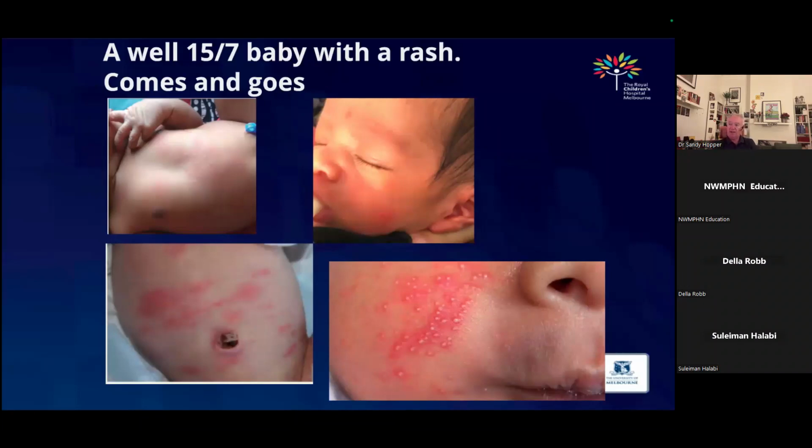So this is a 15-day-old baby with a rash that comes and goes. Quite prominent, quite red. What do we think?